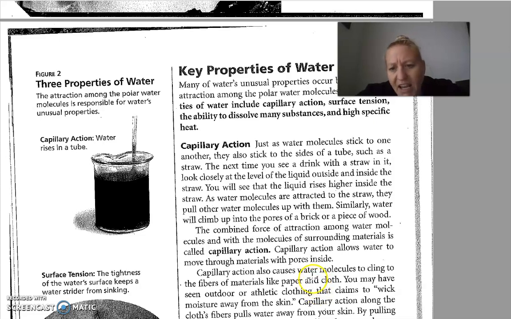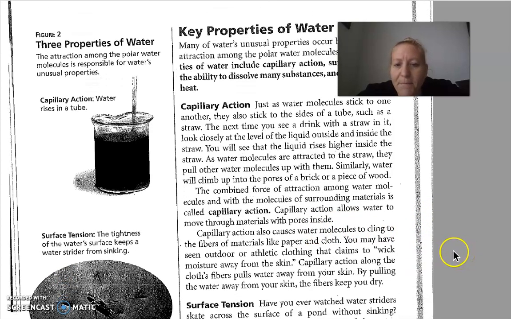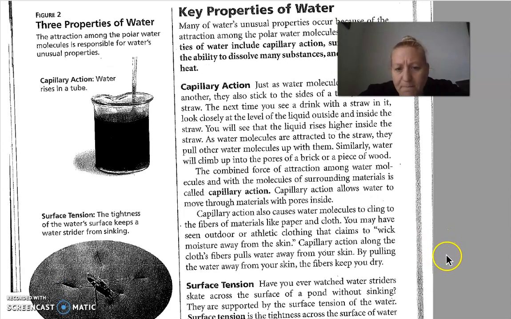The next time you see a drink with a straw, look closely at the level of the liquid outside and inside the straw. You will see that the liquid rises higher inside the straw. As water molecules are attracted to the straw, they pull other water molecules up with them. Similarly, water will climb up into the pores of a brick or a piece of wood. The combined force of attraction among water molecules and the molecules of surrounding material is called capillary action. Capillary action allows water to move through materials with pores inside.